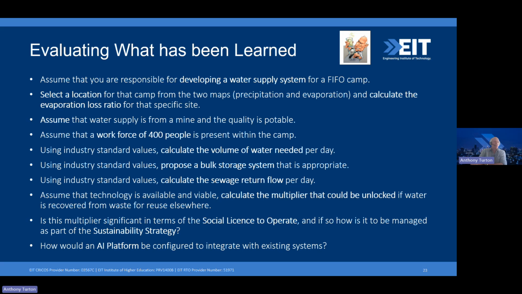How would an AI platform be configured to integrate with existing systems? Most mines operate on a SCADA type of system. Most SCADA systems are not smart, but they've got tons of data. So how do you create an AI platform that is capable of capturing the data from a SCADA system, processing that data, giving you real-time information, and then projecting it into the future to start giving predictions of system stability, system needs, and, over long periods of time, changes in overall parameters in which that operation is being run?